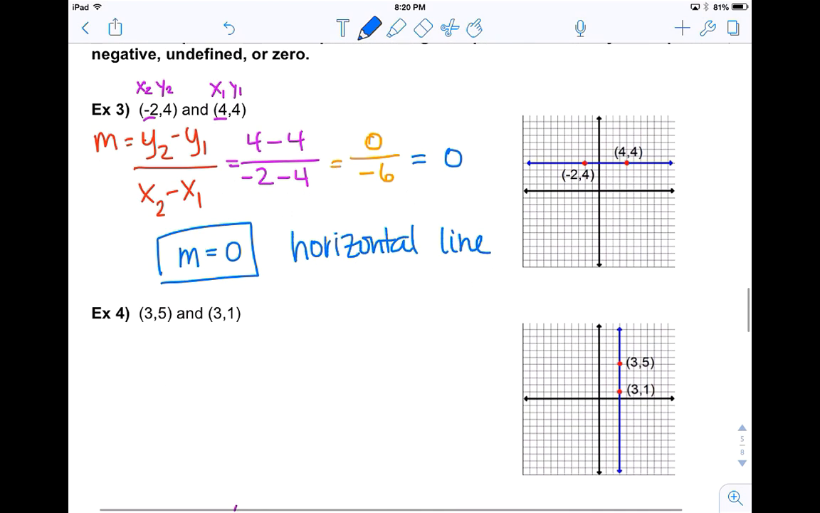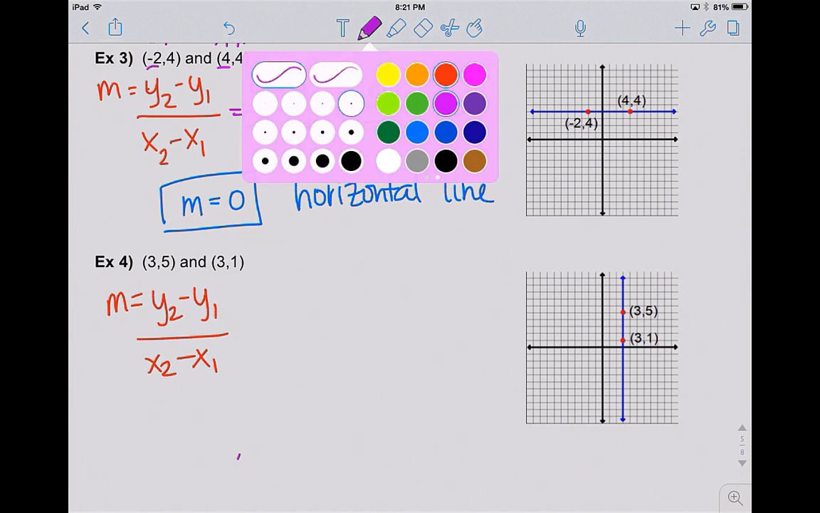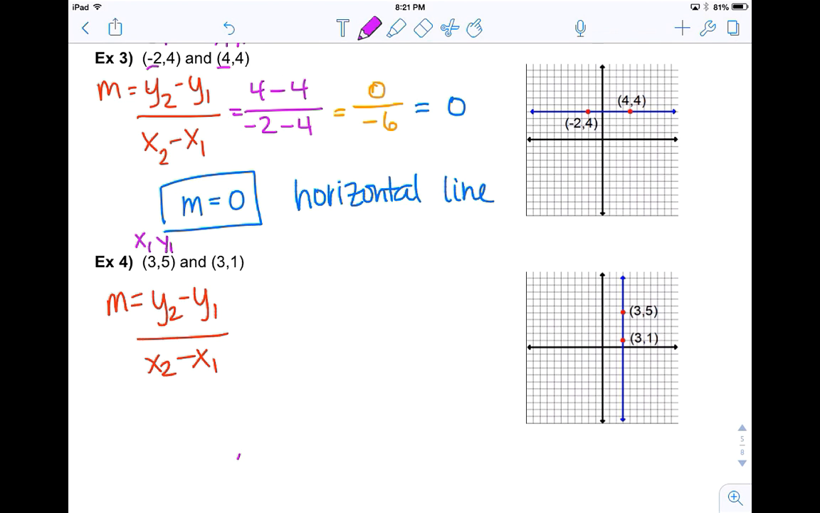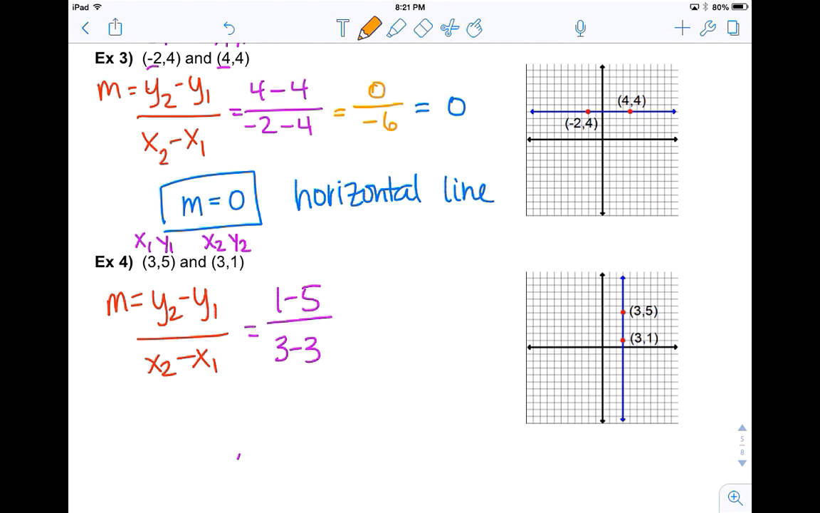All right, last one. So let's write down our slope formula. And label our points. So x1, y1, x2, y2, and plug them in. So y2 minus y1, we have 1 minus 5. x2 minus x1, we have 3 minus 3. Now that we have our numbers plugged in, we can simplify. So 1 minus 5 gives us negative 4, and 3 minus 3 gives us 0.